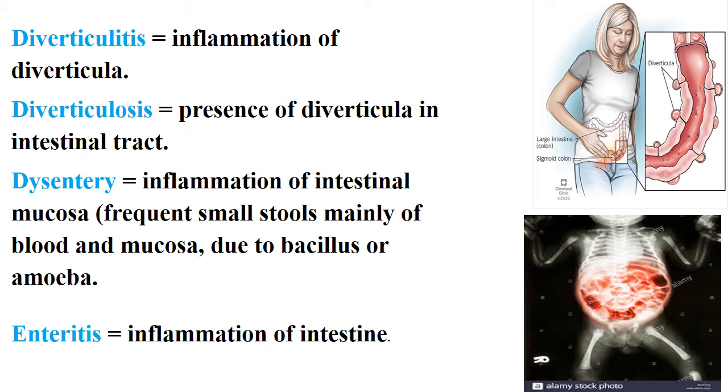Also a new term called dysentery, which is most common in your clinical practice. A patient often comes saying they have dysentery. What does it mean? Inflammation of the intestinal mucosa. We frequently see small stools, a small amount of feces, mainly made of blood and mucosa. Surely this mucosa, the lining shed from the intestine, comes out with the stool, due to bacillus, bacteria, or amoeba.